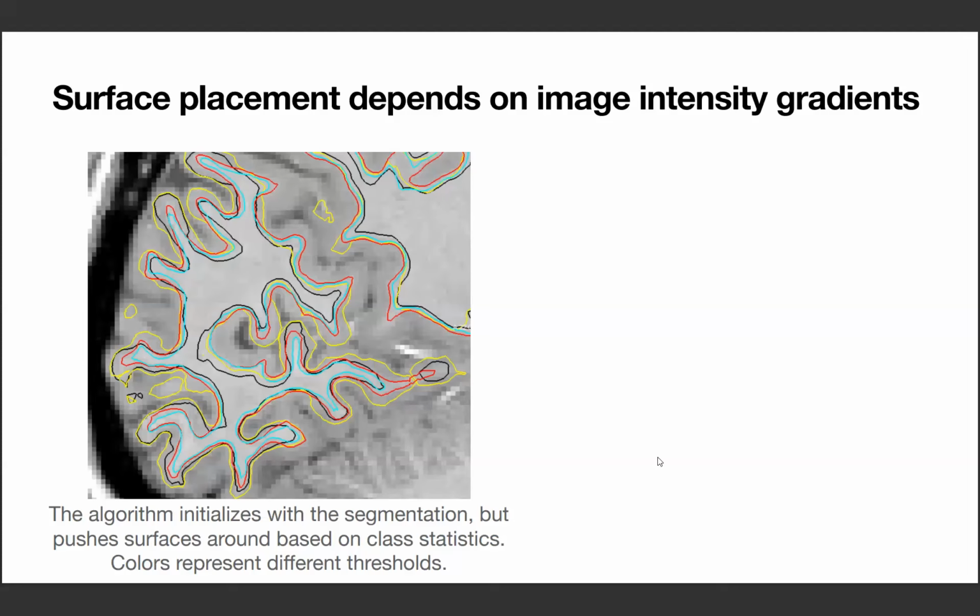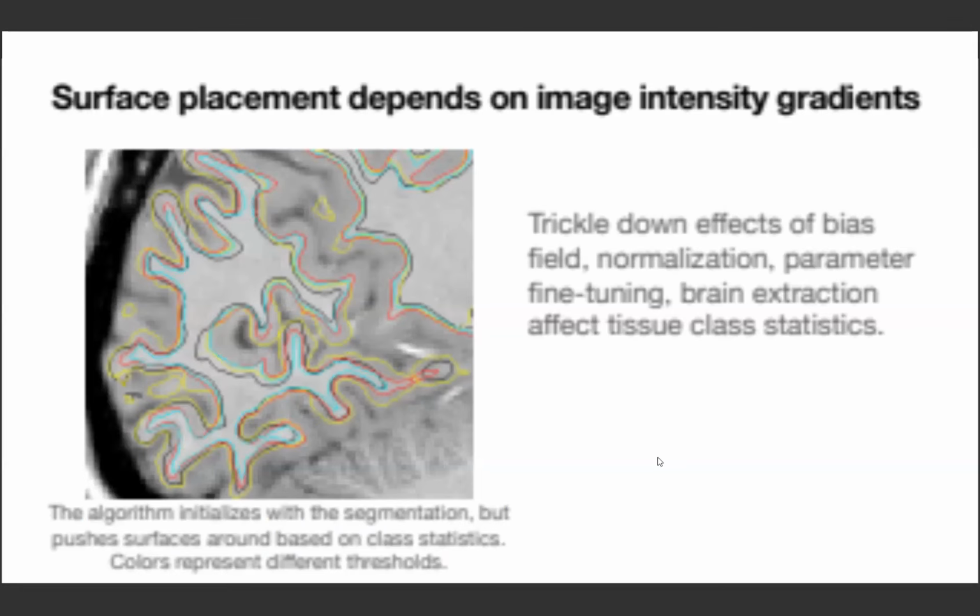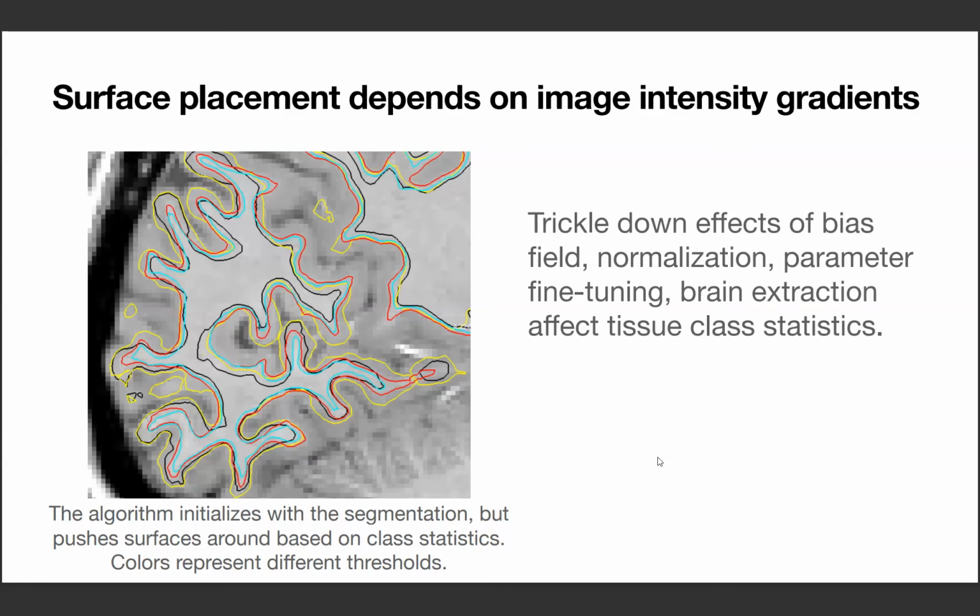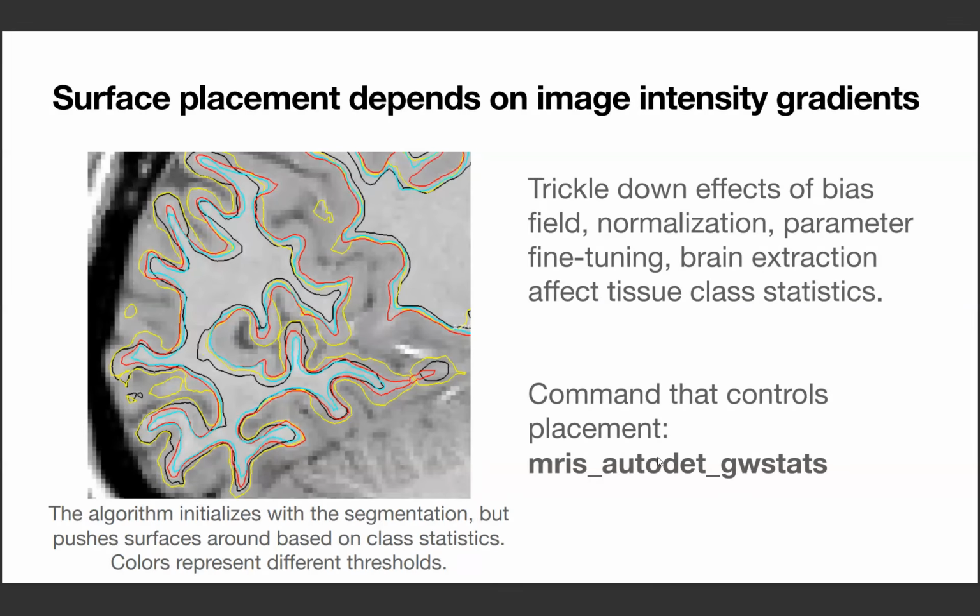There are some parameters that we can tune that can really move things around. And so it's not that FreeSurfer will always fail. It will fail if it's doing something to a data set that's different than what it is expecting. If we tune these two together, we can get it to work actually pretty well. So all those effects of bias fields, the normalization, parameter fine-tuning, brain extraction, end up affecting these class statistics and end up influencing, even if indirectly, the placement of the surfaces. This is also something that we can control.